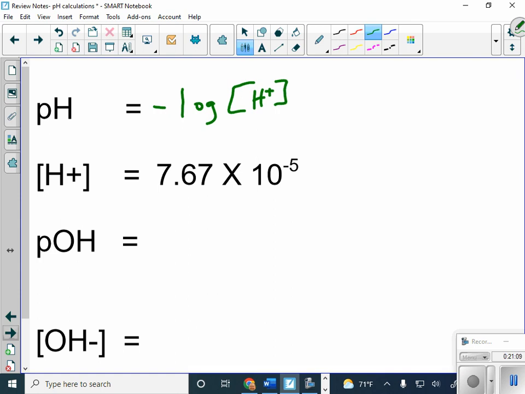Okay, so when I plug in my value, it's the negative log of 7.67 times 10 to the negative 5. So I know my log button on my calculator, so I hit the negative button, the log button, and then I type in 7.67 times 10 to the negative 5th. And when I do so, it gives me a value of 4.11524.